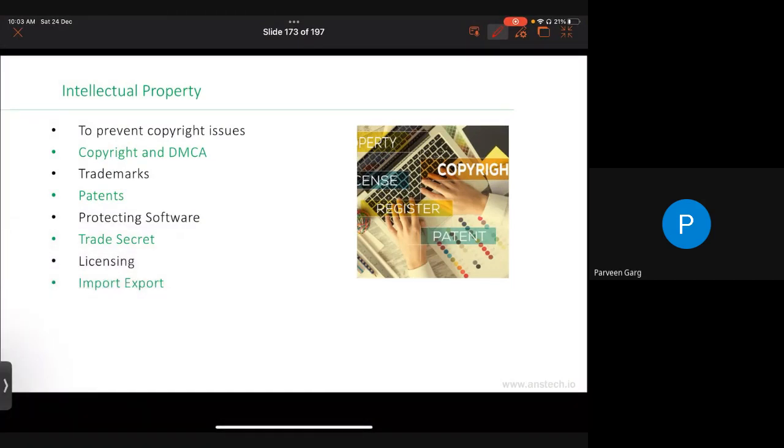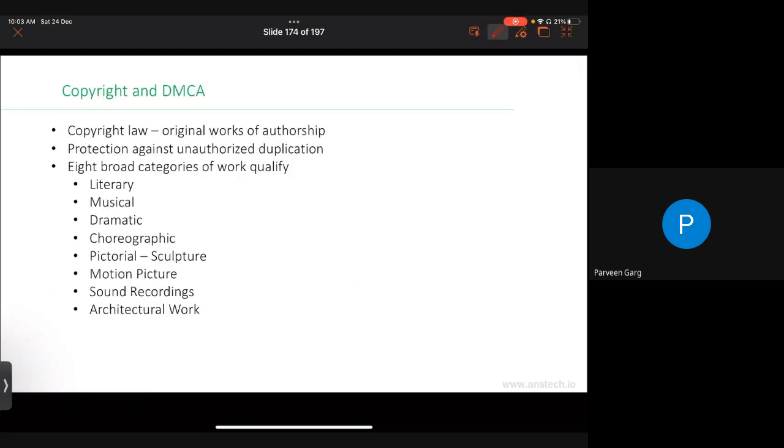Okay, so now we will cover each issue one by one. First is copyright. A copyright is generally a right given to original works of authorship. So you write something, create music, art, drama, choreography, a motion picture, anything which is artistic in nature. These are the 8 broad categories. If you produce something like this, you can protect your original work by copyright.